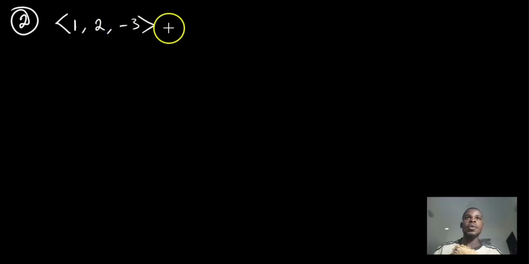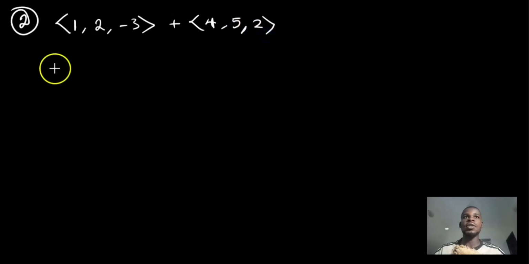Okay, so let's just think about this last example, and this will be in 3D. So I will say add this vector to that. So if you're given a vector 1, 2, and negative 3, and then you want to add that to this vector 4, 5, and 2. So you want to add that to this vector. So what should we do?